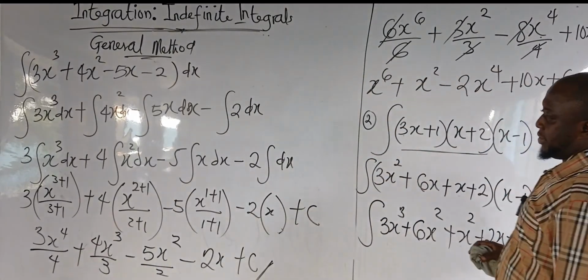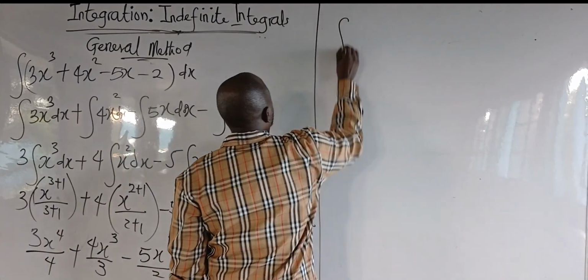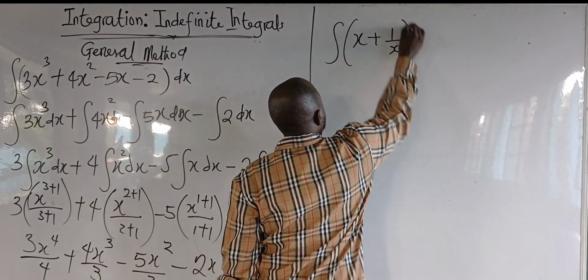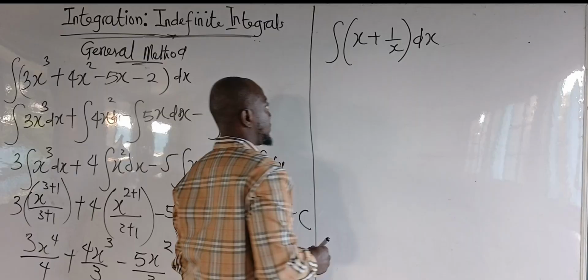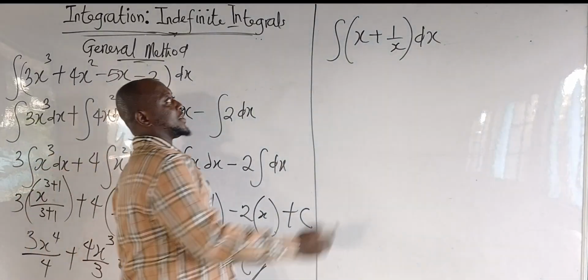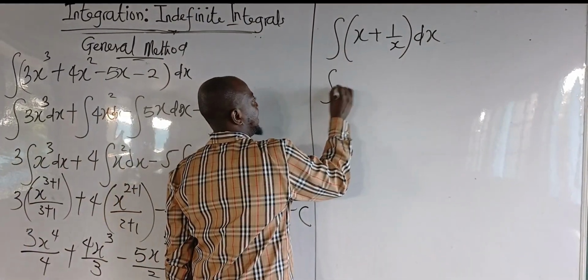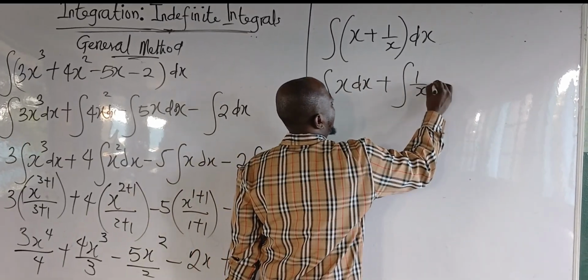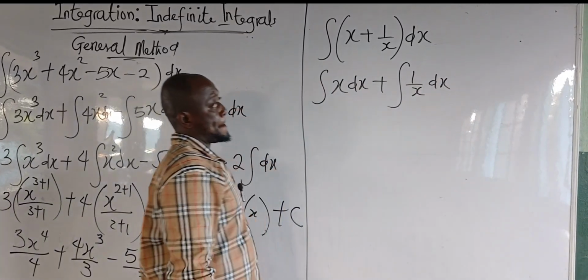So this is how you do the question. We're asked to do the integral of x plus 1 x dx. This is what I have here. First thing, because I have plus here, I'm going to separate the integral sign. I have the x here plus the integral sign. I have the x here.